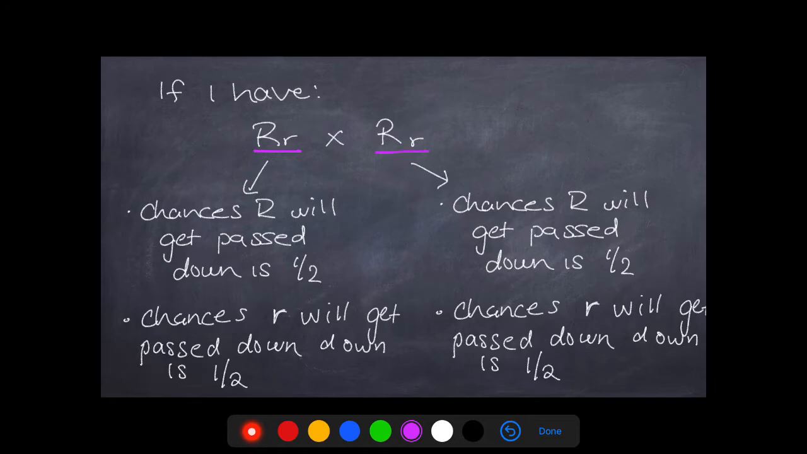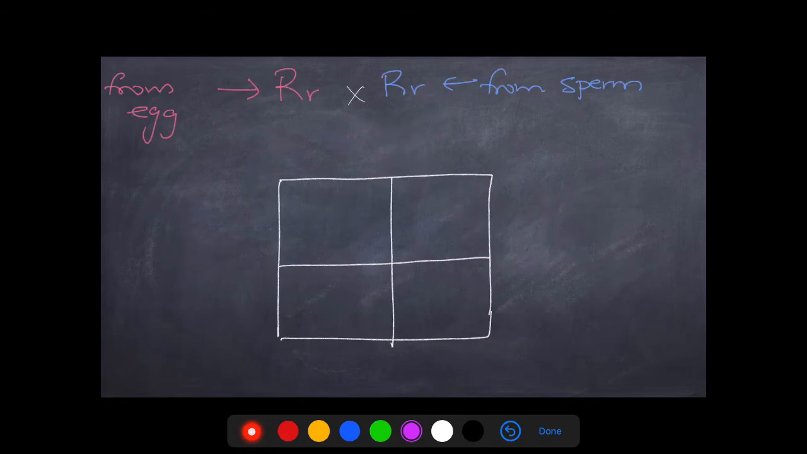So I'll give you an example here. If I have capital R, little r, and then capital R, little r, the capital R is going to have half a chance of getting passed down into one gamete, and the chance that the little r will get passed down is also half, which is 50-50. Same thing on this side. The chance that this big R is going to get passed into one gamete is 50-50, and the chance that the little r is going to get passed into another gamete is also 50-50. And so that's how you break it down.